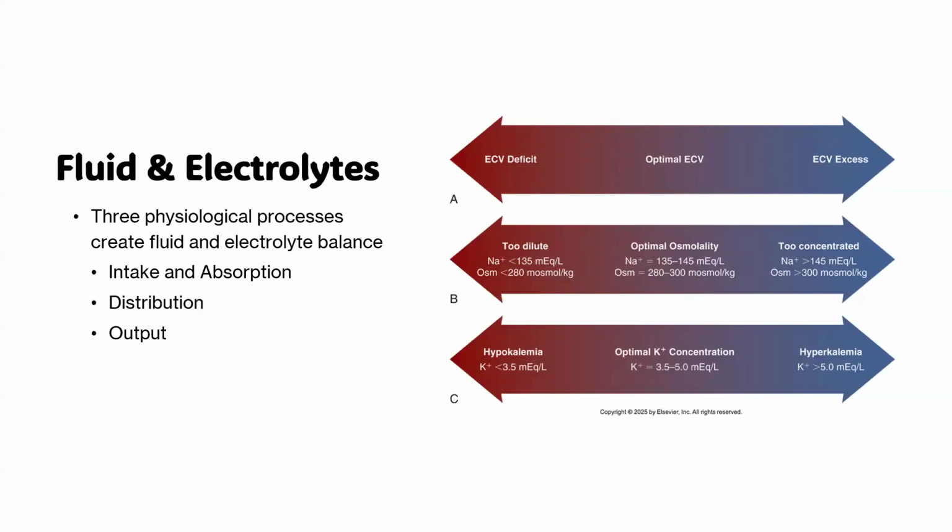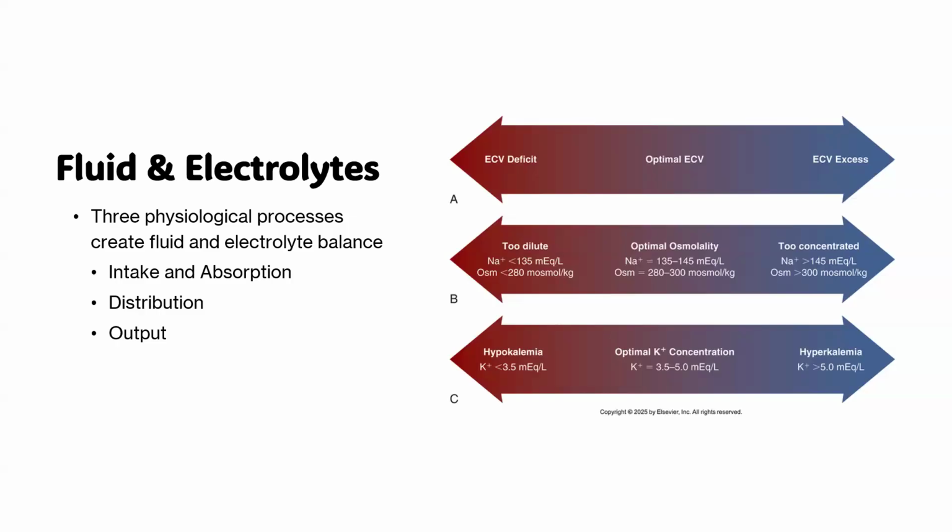So with fluid and electrolytes, review Giddens, page 54. There are three physiological processes that create fluid and electrolyte balance: absorption, distribution, and output. So depending on how we absorb, how we distribute it, and how much we're peeing out or sweating out, that's going to affect how optimally balanced we are. So when intake and absorption of fluids and electrolytes match the output, we stay in balance. If the volume, osmolality, and electrolyte concentrations of fluid in the various body fluid compartments are within their normal range, we call that balance.